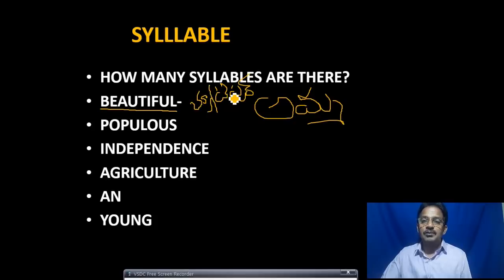Now populous. How many syllables are there? 3. Populous. So independence. How many syllables? In, de, pen, dense. So total 4 syllables.